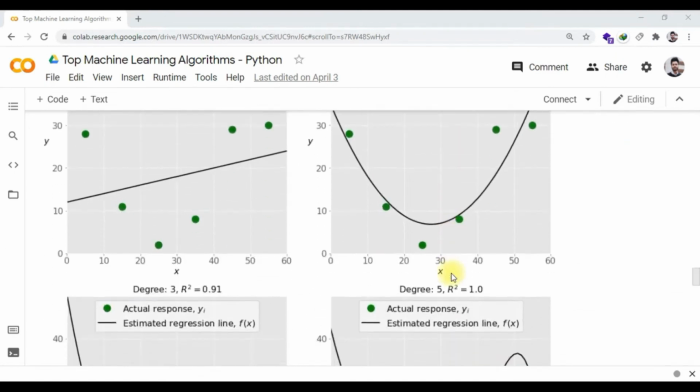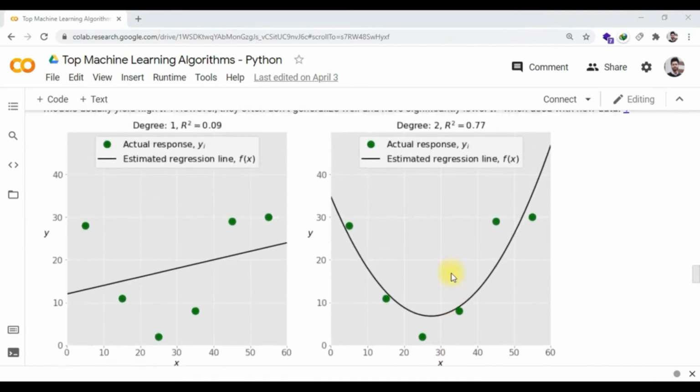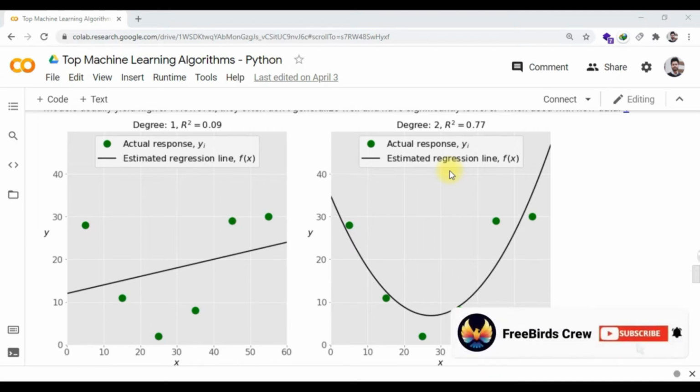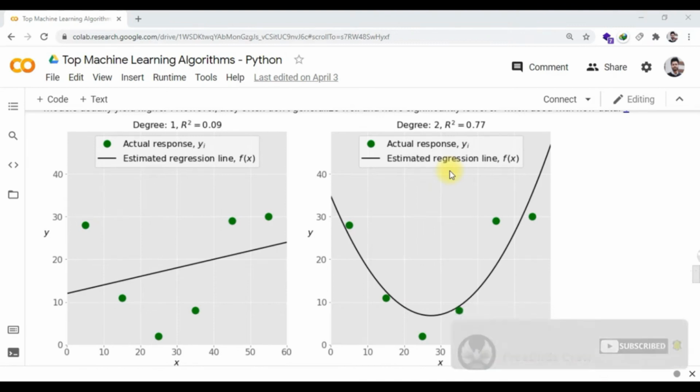Here are some graphs that will show you that. You see here we choose degree 1 and the R-square value is very low. So this is the underfit condition. And here the degree is 2 and the R-square value is 0.77, and you see that our regression line is basically very good.